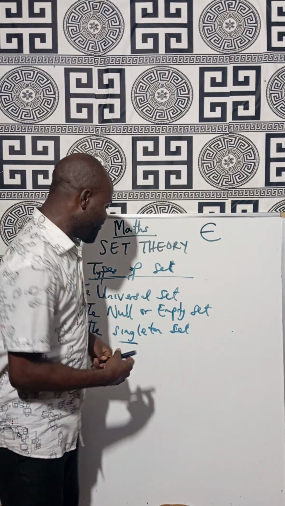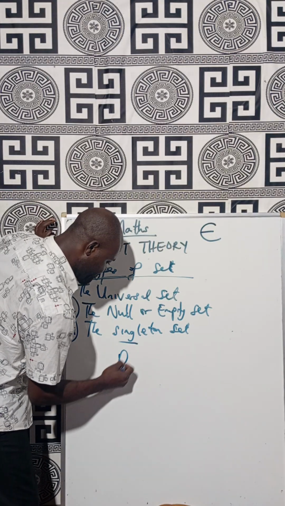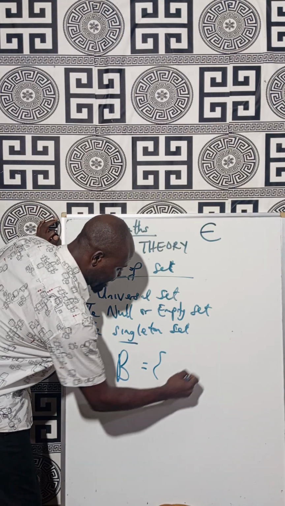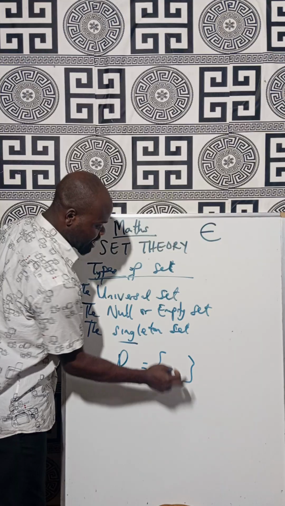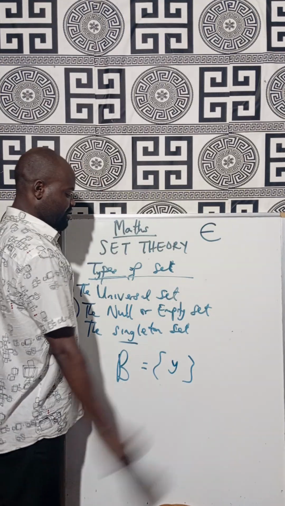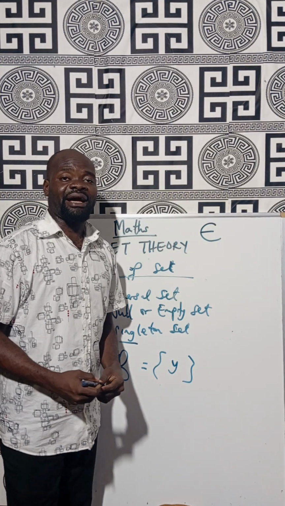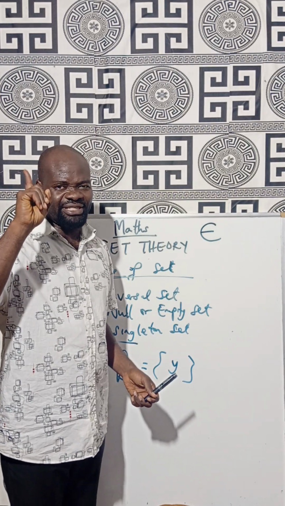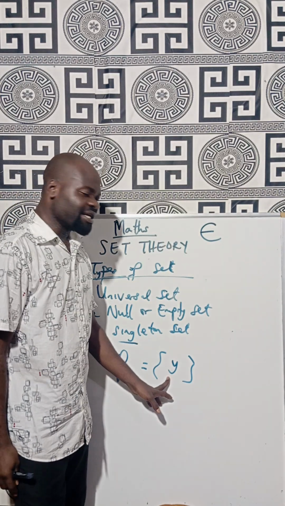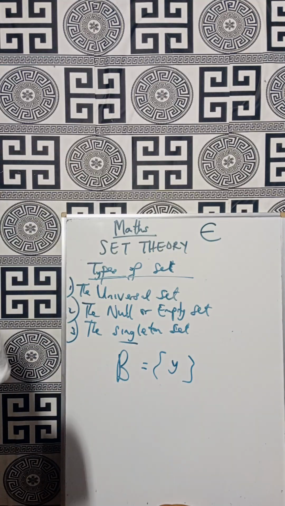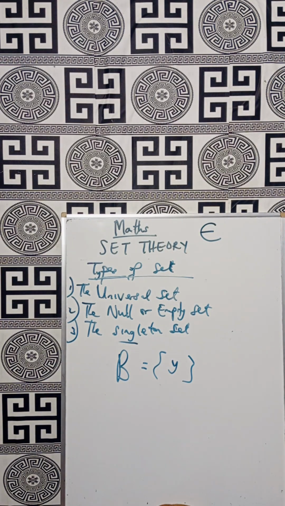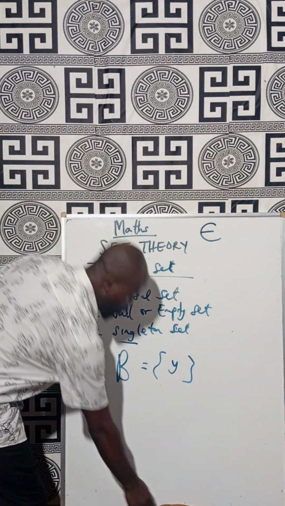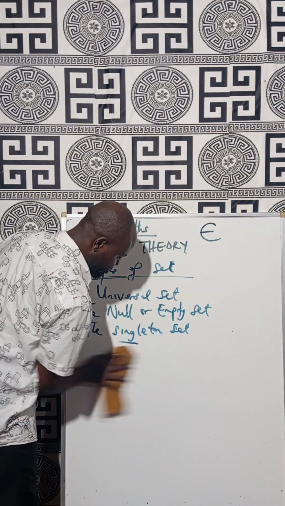Note it. Let me give you an example. Let's say we have set B equal to, let me open my curly bracket, and put only one element, maybe Y. Only one element. Think of it like a mother that has only a child, just one child. So that's what we call a singleton set. Hope you get that.